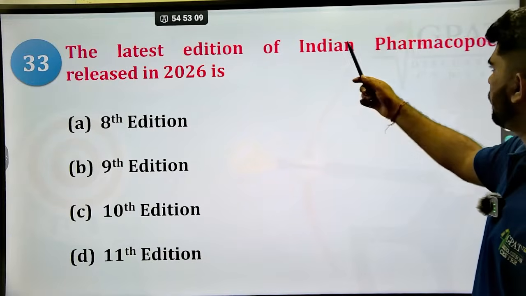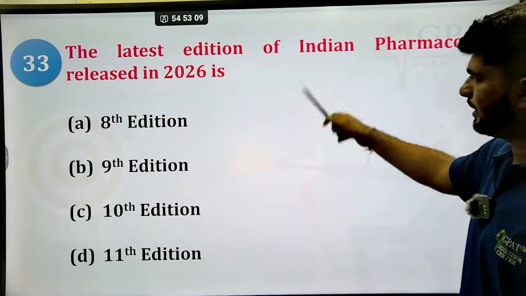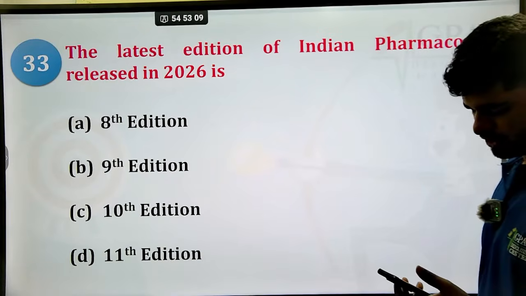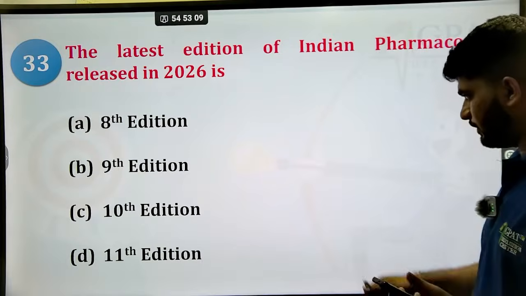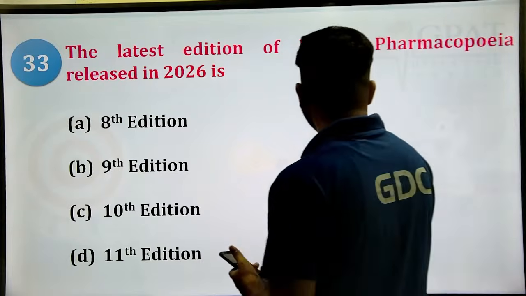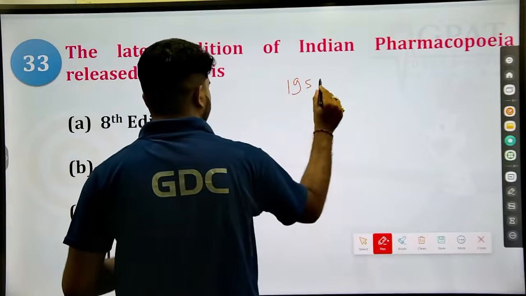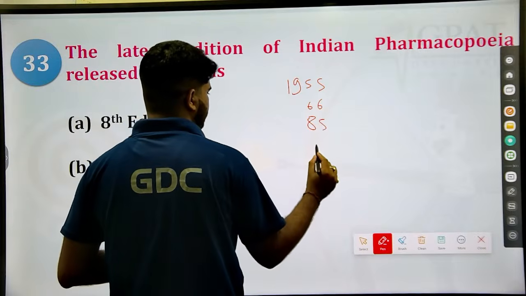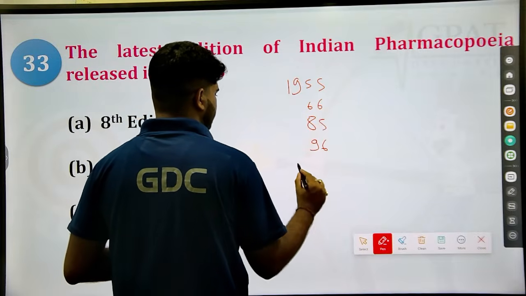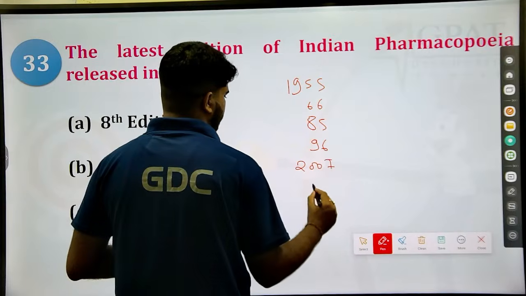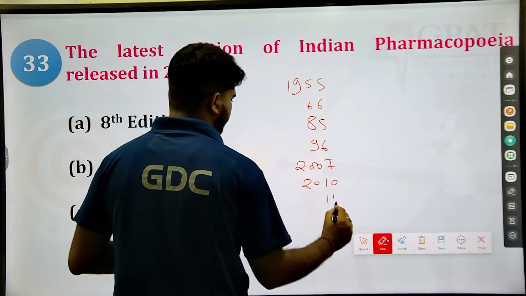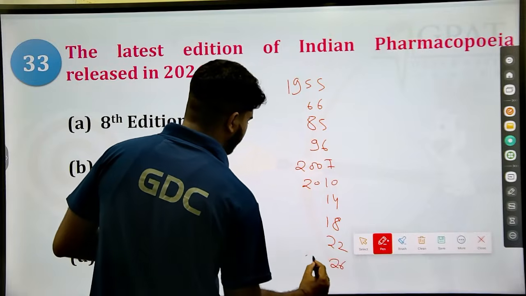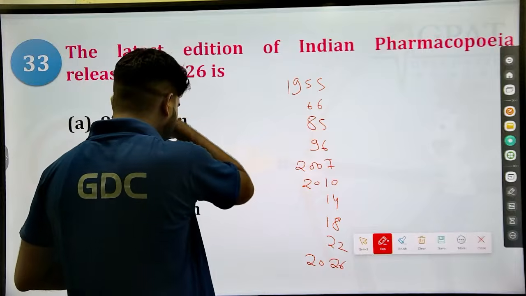Now, the latest edition of the Indian Pharmacopoeia released in 2026 is what? 8th edition, 9th edition, 10th edition, or 11th edition? The first edition came in 1955. Next 1966, next 1985, then 1996, then 2007, then 2010, 2014, 2018, 2022, and now 2026.